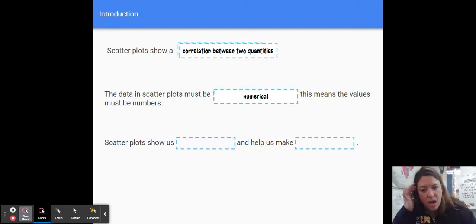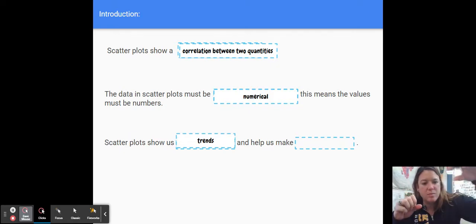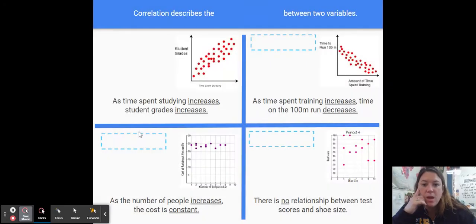An XY value. Scatter plots show us trends like, oh, all of these dots seem to be plotted going in a certain trend in a certain direction. And they help us make guesses for unknown variables if we see those trends. So a correlation is just the relationship between the two variables.